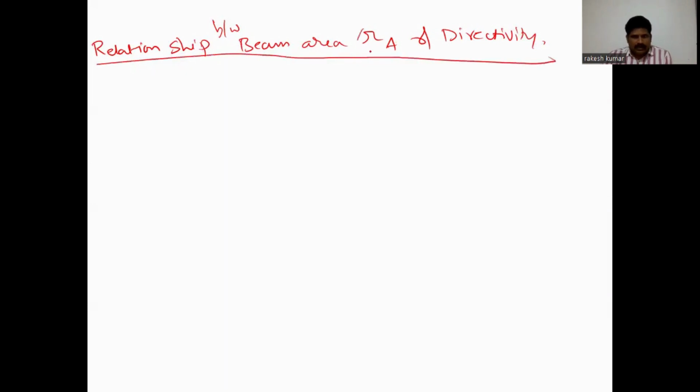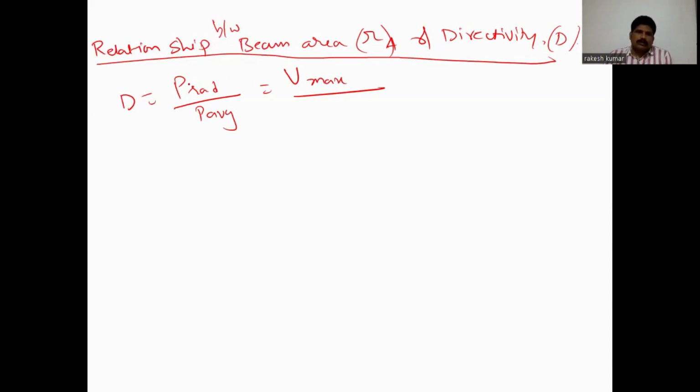In the previous case we got the relationship between directivity and power gain. Now let us bring the relationship between beam area and directivity. What is the formula for the directivity? Directivity D is equal to U of theta comma phi maximum, that is U max, divided by U average, or U max by U average.